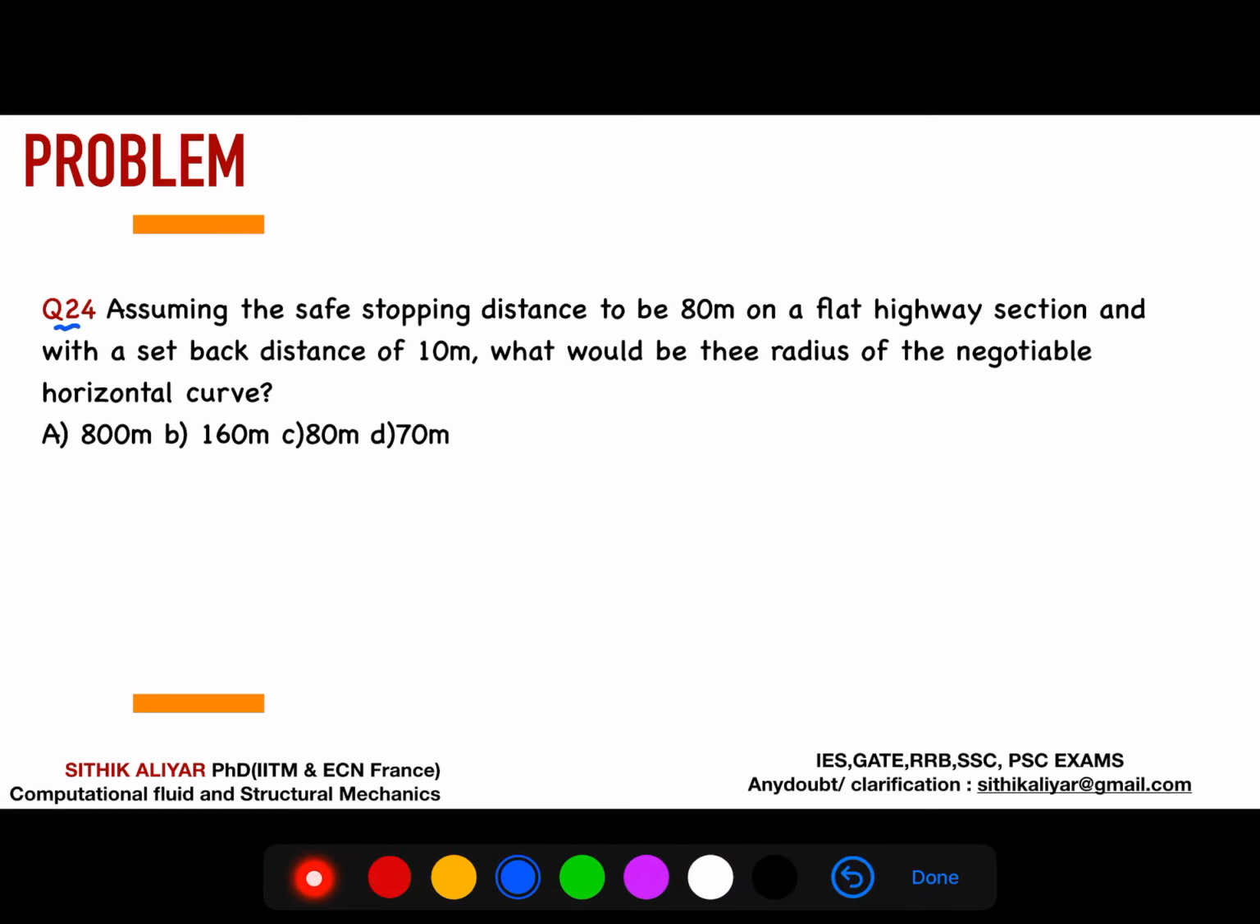So you see this question number 24. I hope you remember we are continuing the questions from topic 1 and we are continuing the numbers. If you are following, you should also have question number 24 with you. Assuming safe stopping sight distance of 80 meter on a flat highway section, they have also given a setback distance of 10 meter. What would be the radius of the negotiable horizontal curve?